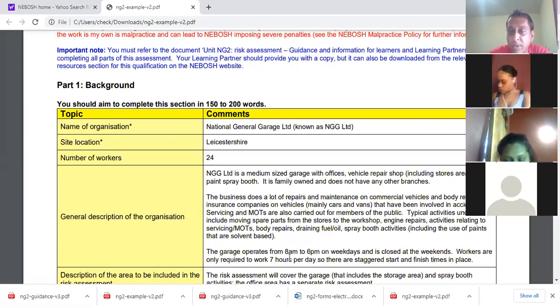Workers are only required to work 7 hours per day, so they have staggered start and finish times in place. Staggered means it's not fixed, right? So this is very important. You must give the time the business is open.